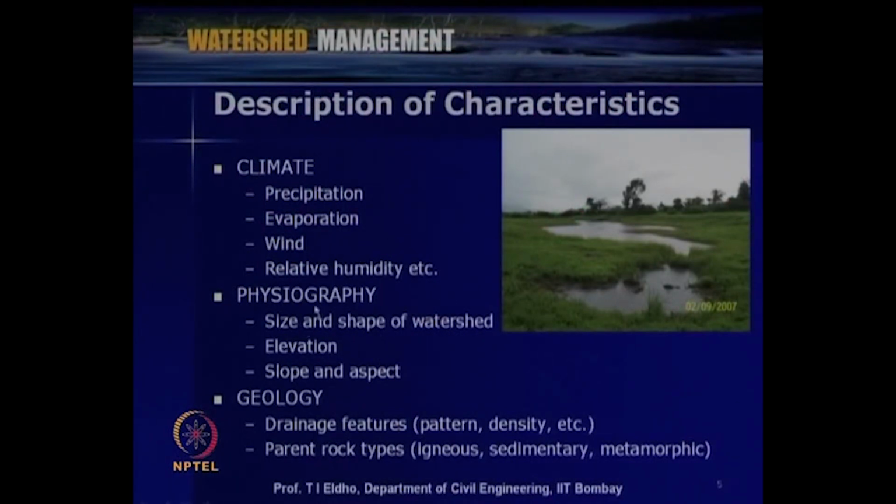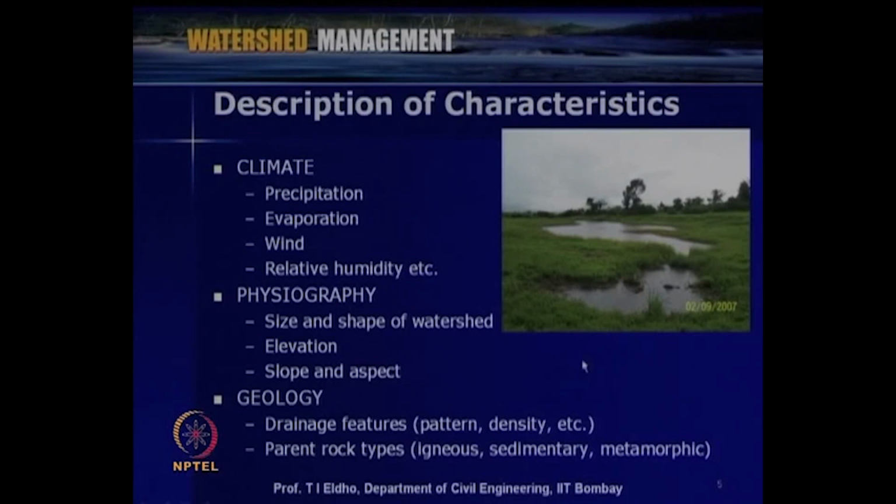Now, if you consider the physiography of the watershed, then we can classify the watershed as per its characteristics, with respect to the size and shape of the watershed. So, what is the size, whether it is a major watershed or a sub watershed or a minor watershed or micro watershed, and then what is the shape of the watershed. Especially shape is very important, since according to the shape the runoff characteristics within the watershed will change. Then another important physiographical parameter is elevation.